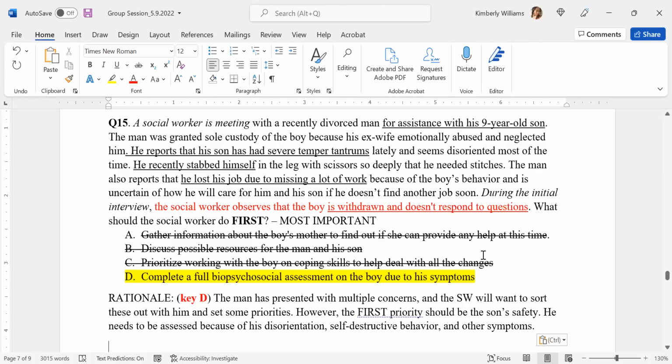Maybe you think, oh, well, he needs a job to take care of his son. That's the most important thing. You probably would pick B, but that already happened. So we're not focused on what happened. We're focused on what's happening right here, right now. Clear? Yes. All right.